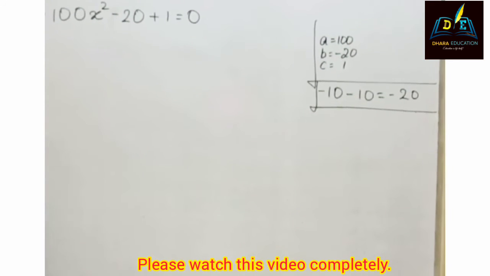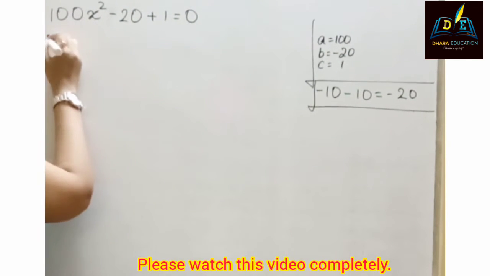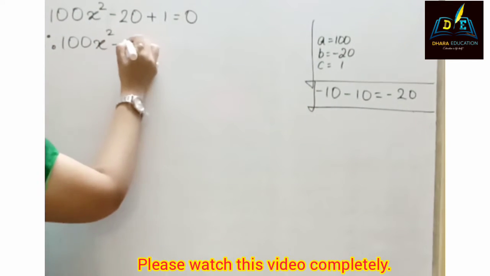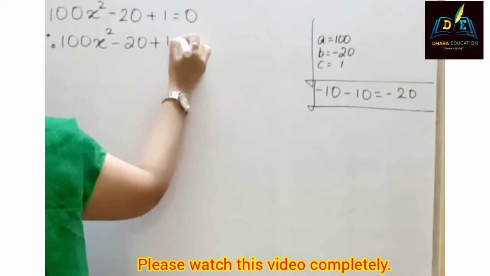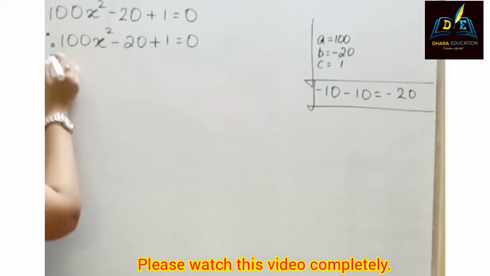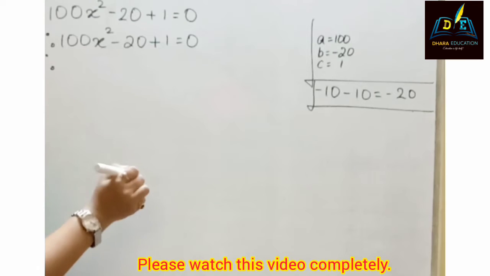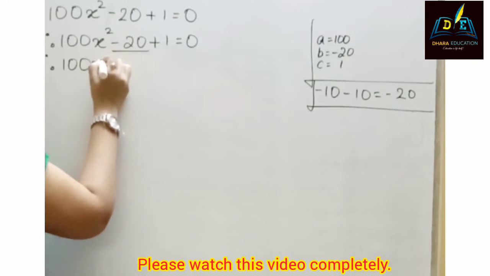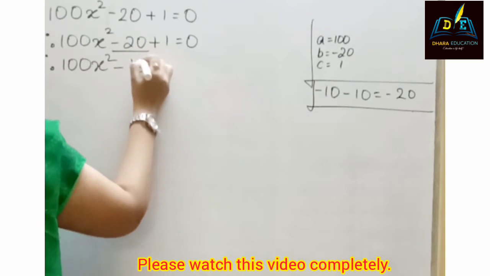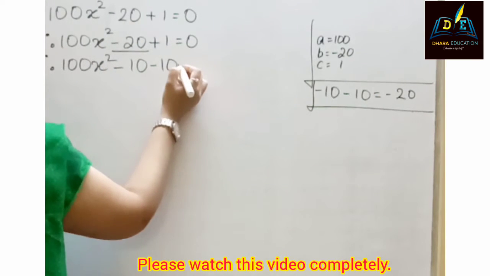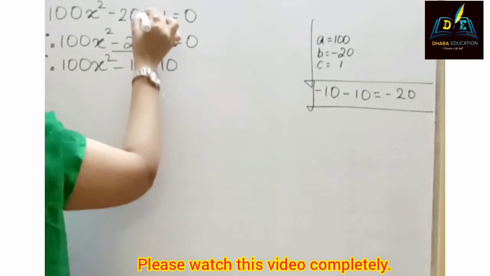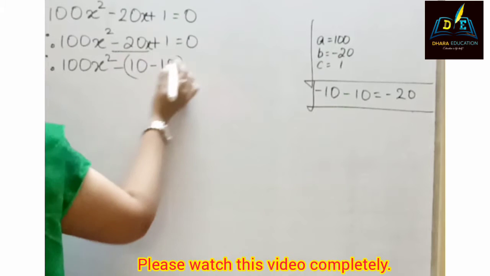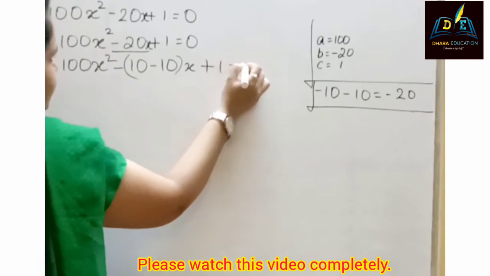So students, now we are going to solve this sum. Now the first step is what? To write it as it is: 100x square minus 20x plus 1 is equal to 0. Now on the other hand, what we need to do is split the middle term. So 100x square minus 10x minus 10x plus 1 is equal to 0.